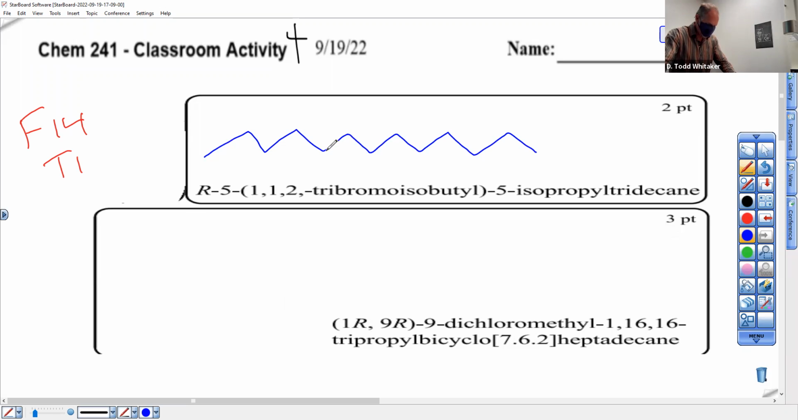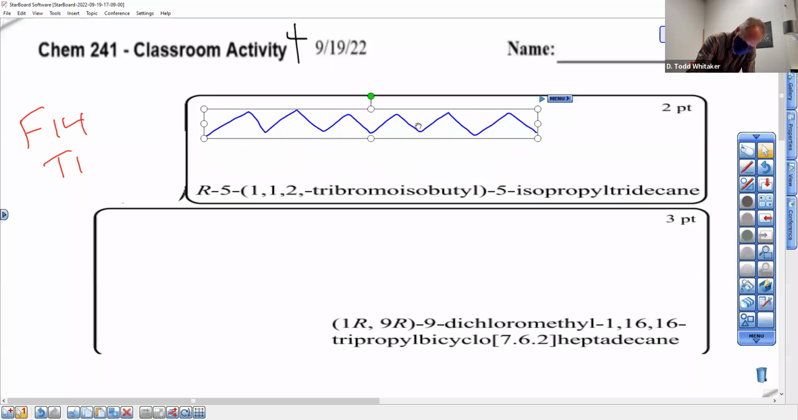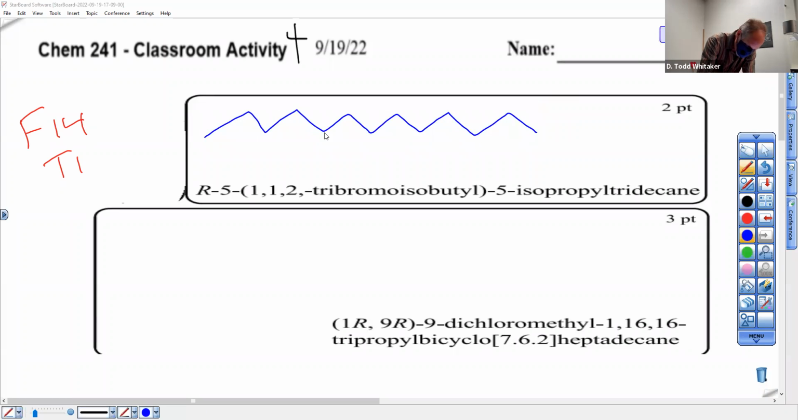1, 2, 3, 4, 5. Isopropyl on 5. And we get that down here. And there's this 1,1,2 tribromo isobutyl. Wow. What do you start by drawing? In the parentheses, always start with the end because that's the thing attached to carbon 5. Isobutyl. That's 3 in a row, which is one less than butyl, and then a V on the end to get to butyl.